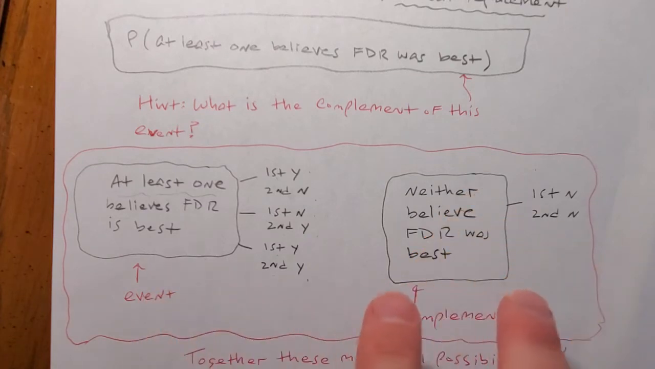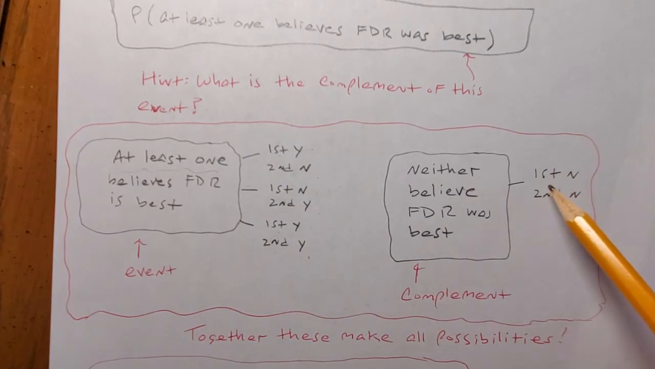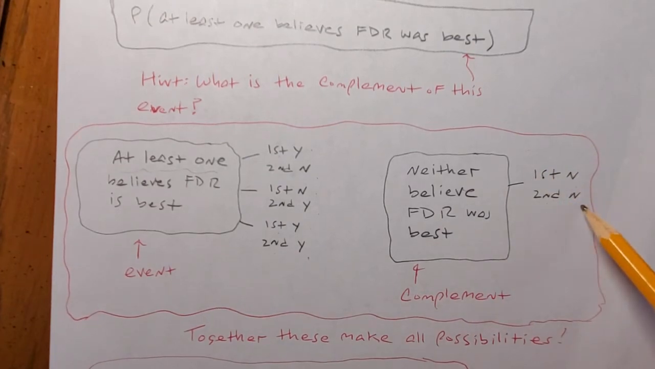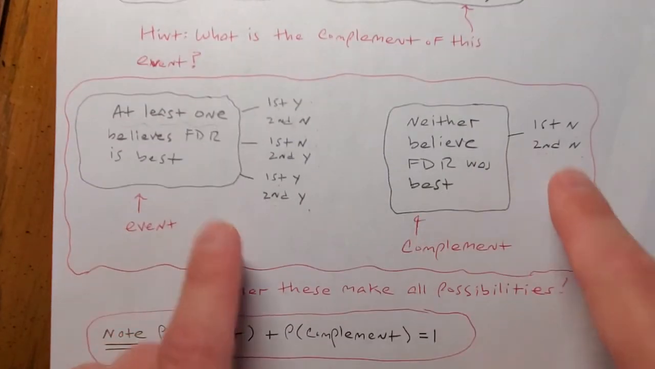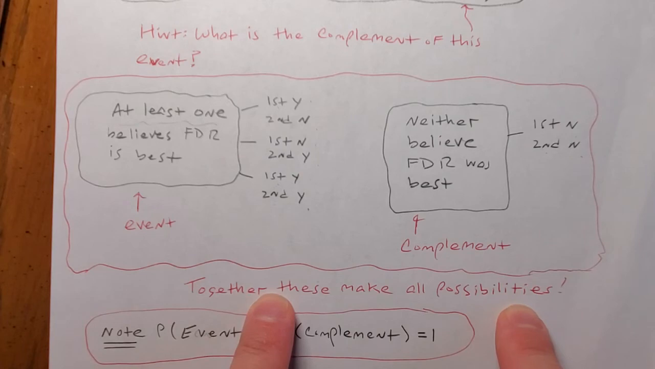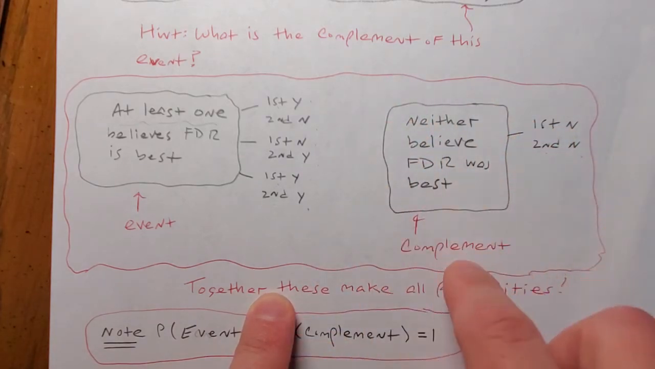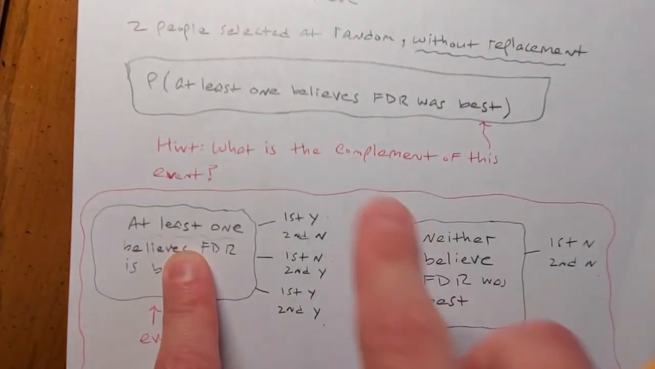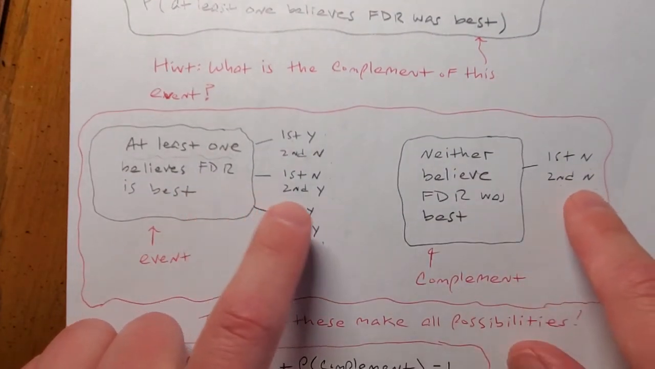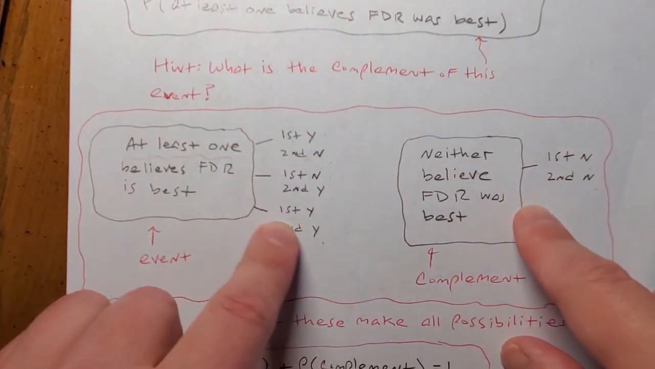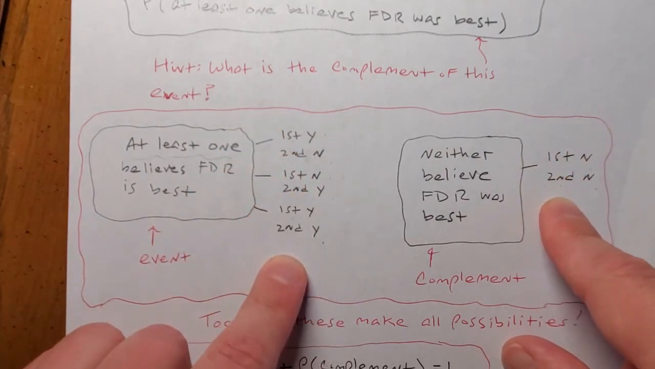So, but what else would have to be there to make up all possibilities? First person says no, second person says no. So between this and this, you have all possibilities. So the event of neither believing FDR was the best president is the complement of the event that at least one believes FDR was the best president. Because between the two of these is every possible way that asking two people what they think could happen.